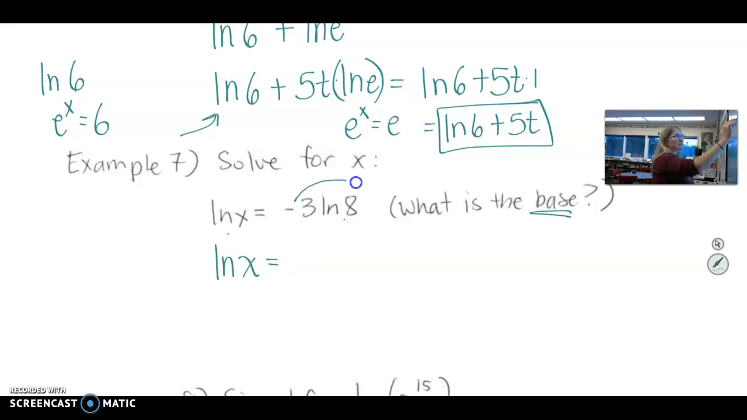But I can bring this negative 3 back up into the exponent. So it's the power rule, but bringing the exponent back up instead of bringing it down in front. So this is the same thing as ln of 8 to the negative 3rd power. Now I want you to think about this. If the natural log of x is equivalent to natural log of 8 to the negative 3rd power, what do you know about x and 8 to the negative 3rd power? If the two natural logs are equal to each other, that means that these arguments must be equal to each other.